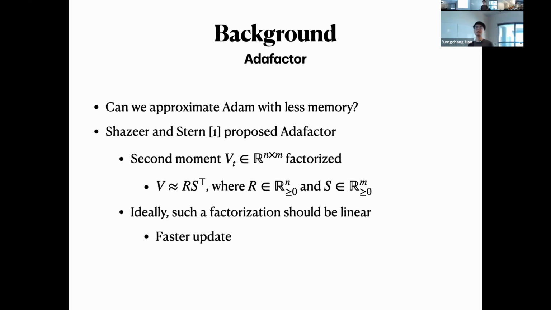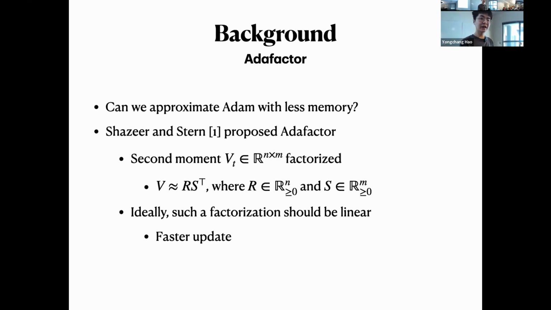So in 2018, Shazeer and Stern proposed Adafactor. What it does is that it factorizes the second moment estimate by 2 vectors. And ideally, we want this factorization to be linear, like R and S, it should be linear in V. Why? Because if we want to update V, we cannot factorize this matrix every iteration. We want to update it fast.